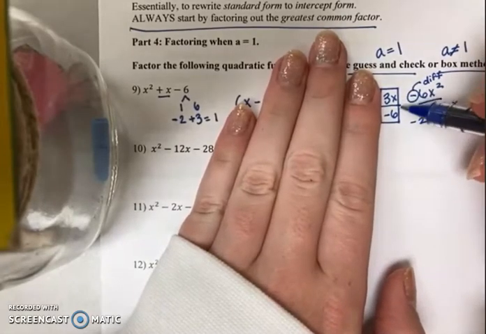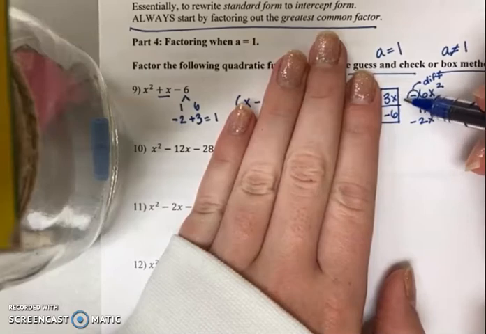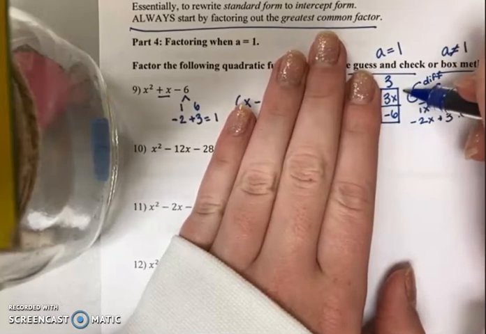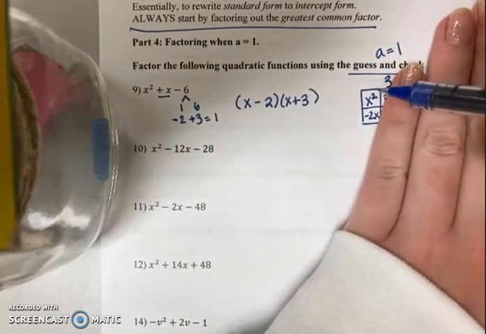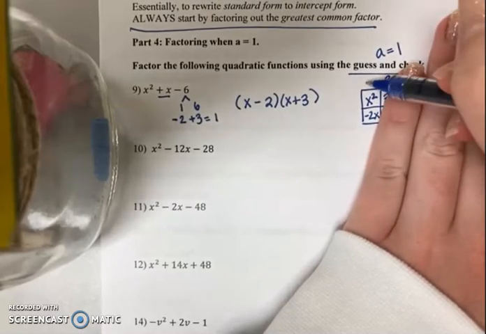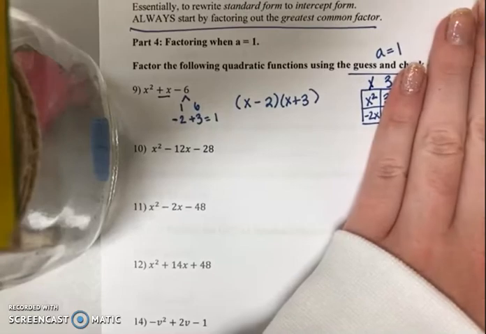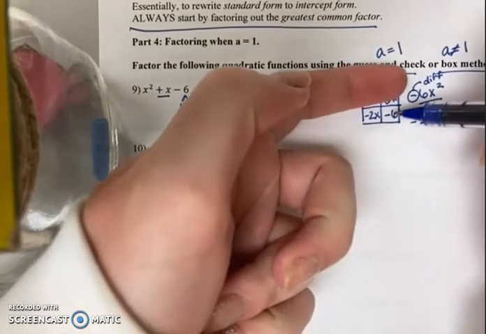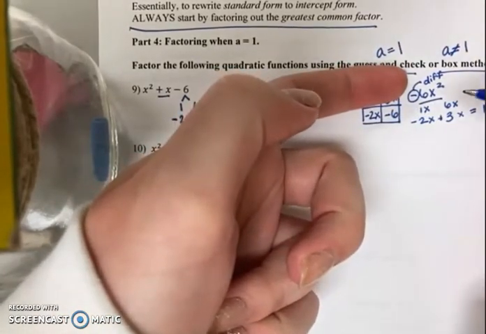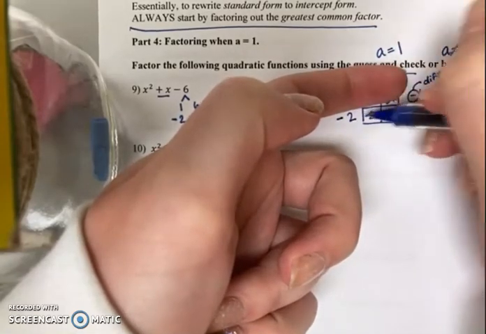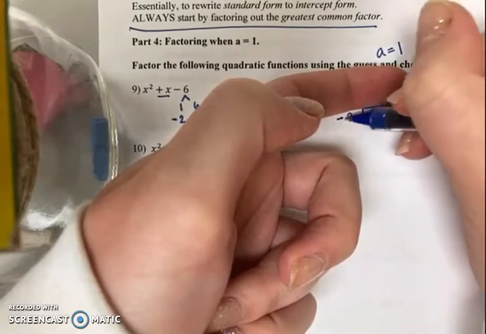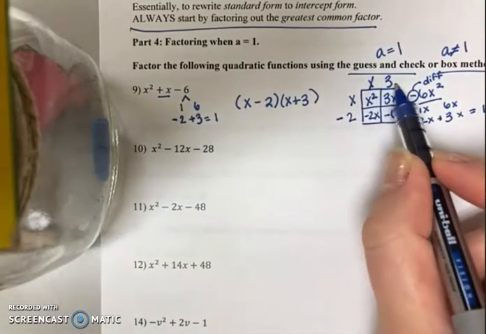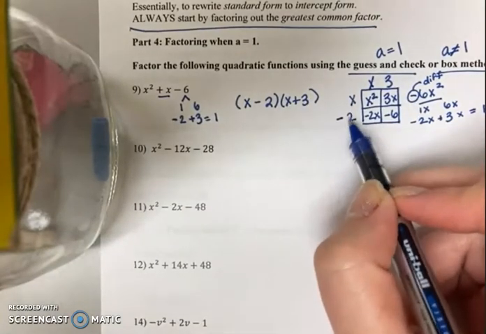Starting with the 3x and the -6, the GCF here would be a +3. We're always going to keep the sign of the outermost box, so +3 here. The GCF between x squared and negative 2x is 1x. The GCF between x squared and 3x is 1x. And the GCF between negative 2x and negative 6 would be a negative 2. So both of them were divisible by 2, and we're keeping the sign of the outermost box. The answer is what we wrote. X plus 3, x minus 2.